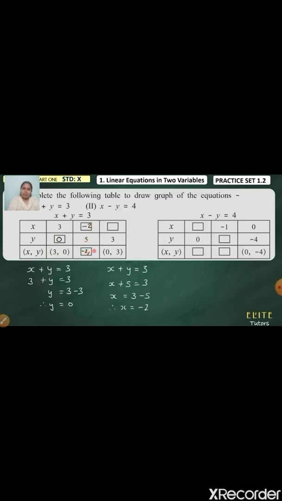The last value, as you can see, it's already mentioned ordered pair as 0 comma 3, and if y is 3, obviously x will be 0.